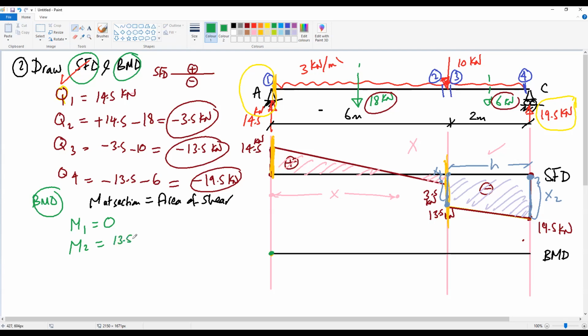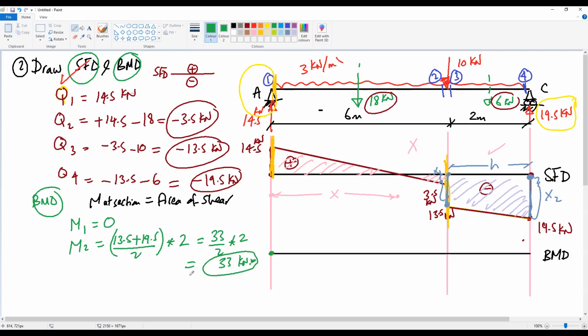we have 13.5 plus 19.5 divided by 2, multiplied by the height, which is 2. So these two together give 34, multiplied by 2. So the moment will be 33 kilonewton meter.